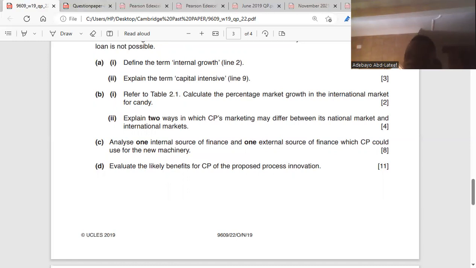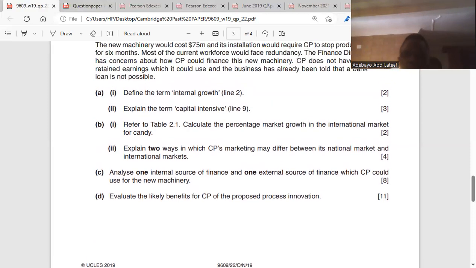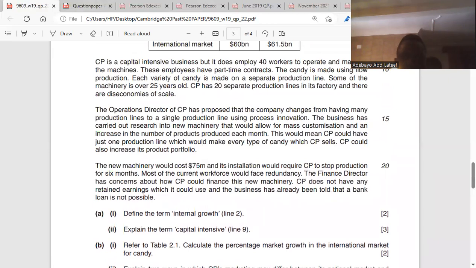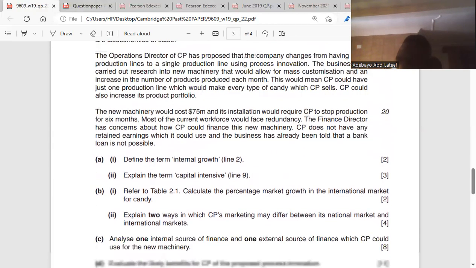But remember they said CP doesn't have retained earnings, so it doesn't have retained profit to buy the machinery. So one method which CP can use through internal finance is the sale of used assets. It has the old machinery that is 25 years old. CP can sell that and have some cash to buy the new one. Okay. Then we go to external.